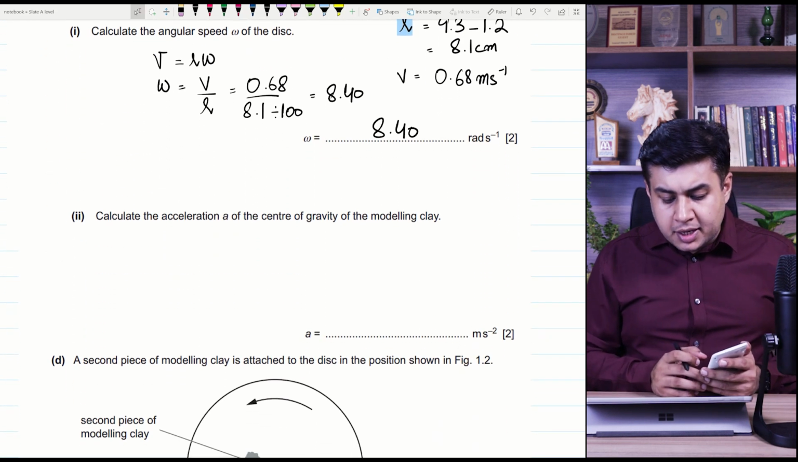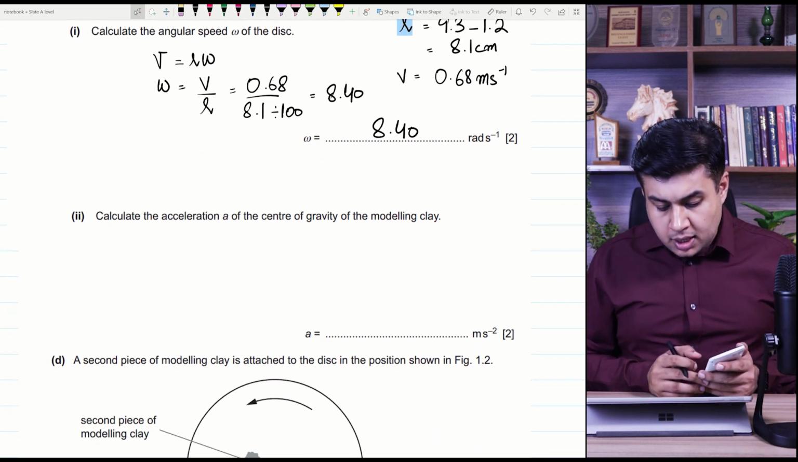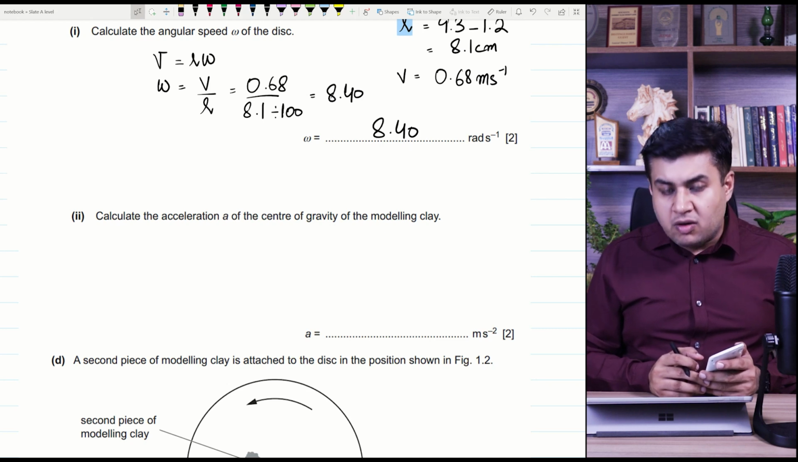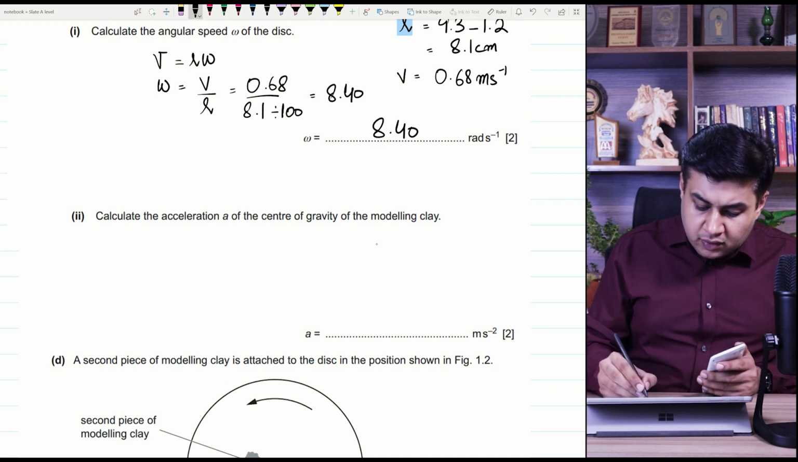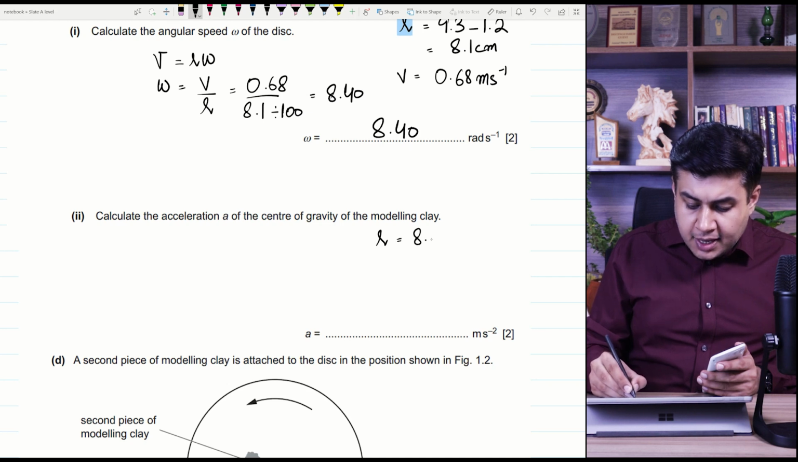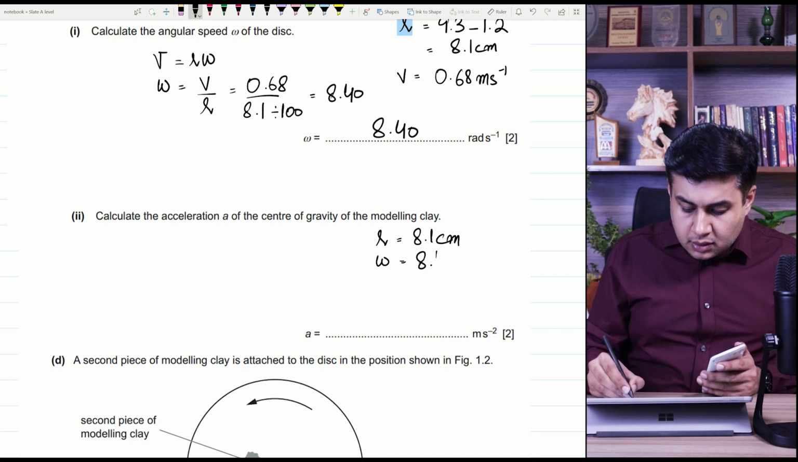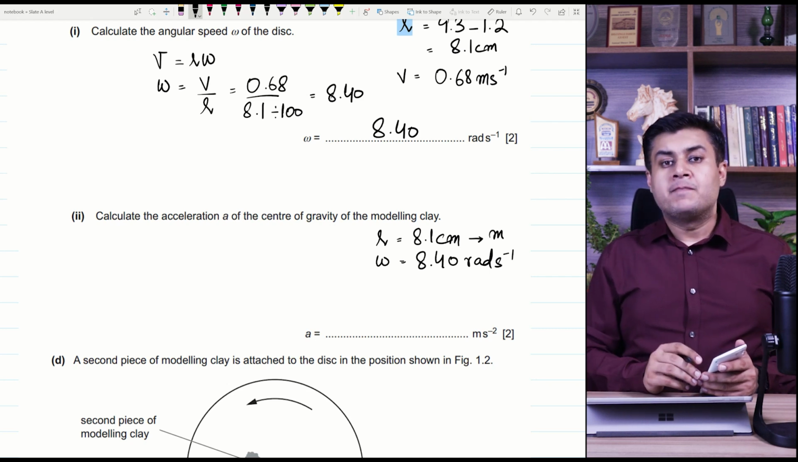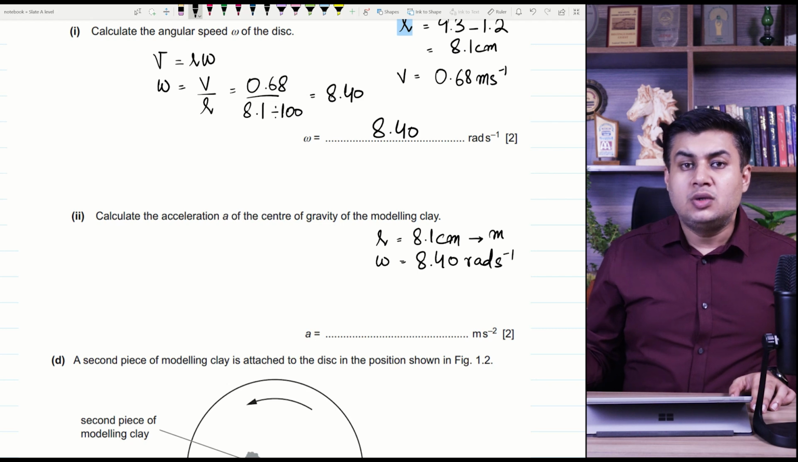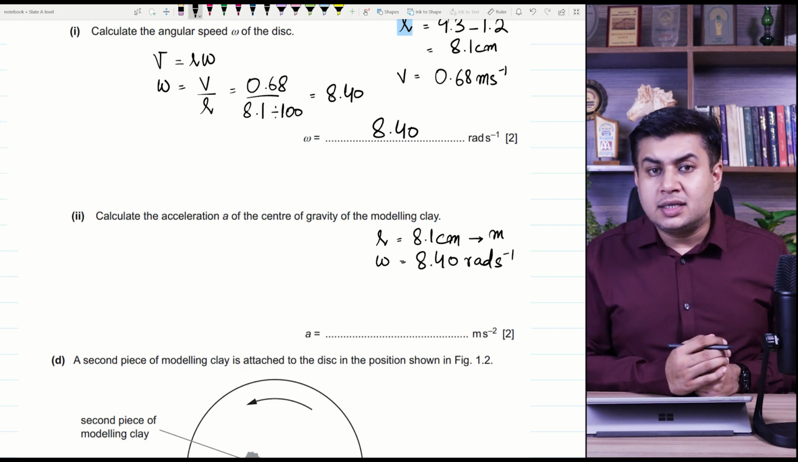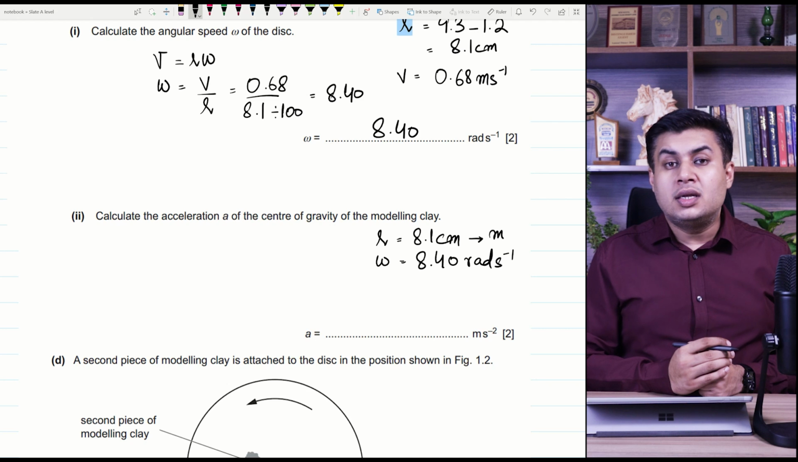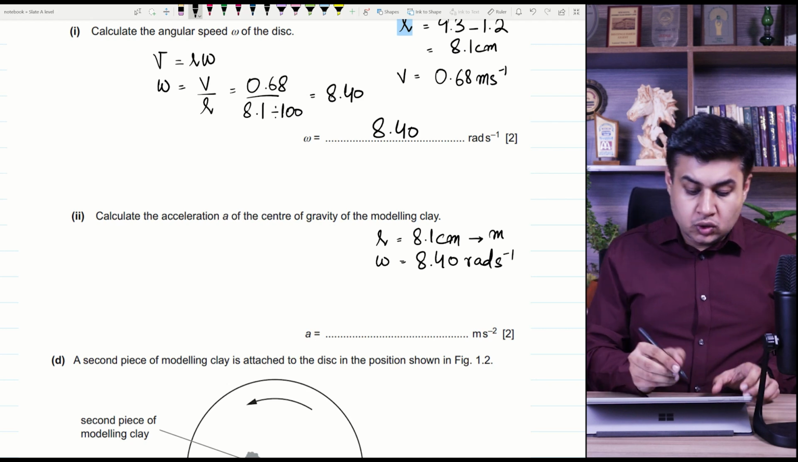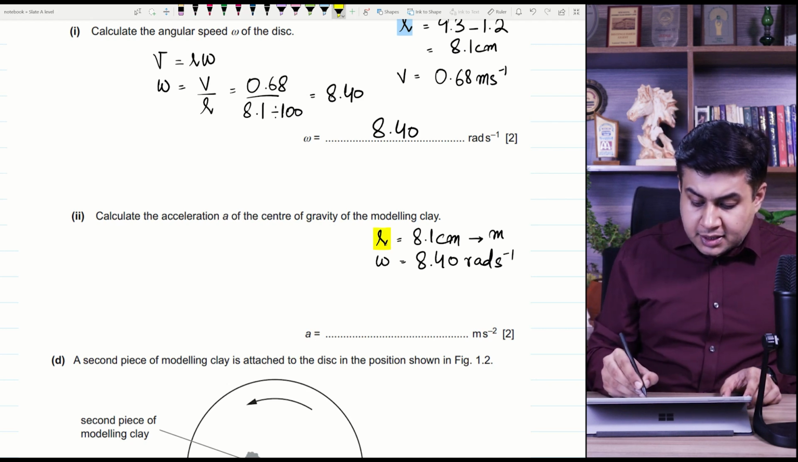In the next part, you have to calculate the acceleration A of the center of gravity of the modeling clay. Now you know that the center of gravity of the modeling clay is present at the radius of 8.1 centimeters and its angular velocity is 8.40 radians per second. ठीक है, आप radius को meters में तो convert करेंगे ही. अब मुझे ये बताइए which formula of acceleration you will use. There are two formulas of centripetal acceleration: one is r omega square and the other one is v square divided by r. So here you have the information of radius and angular velocity.